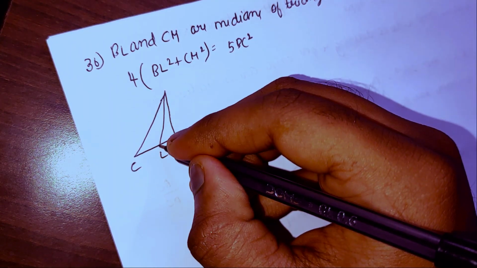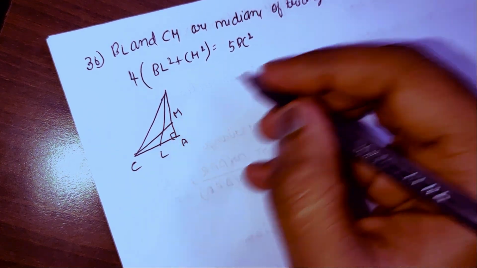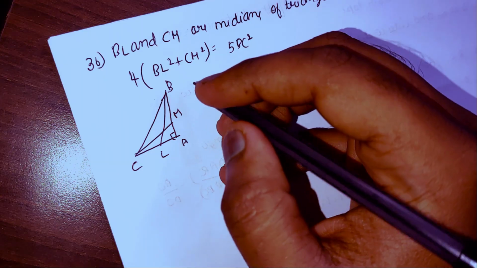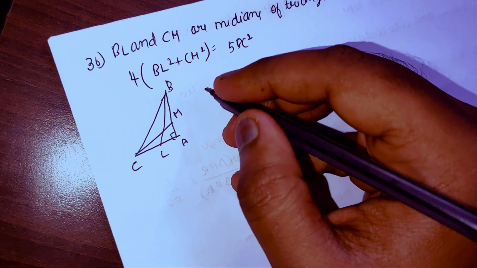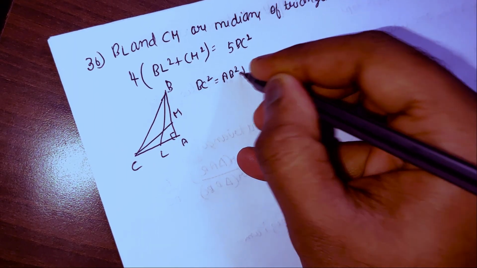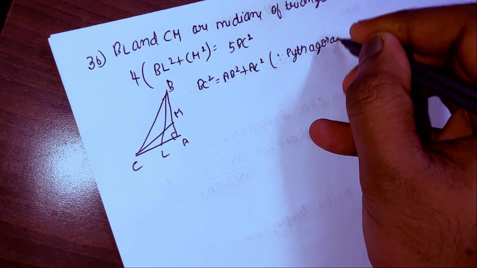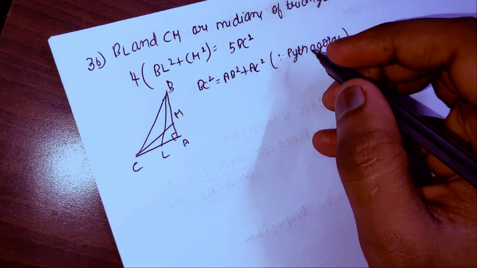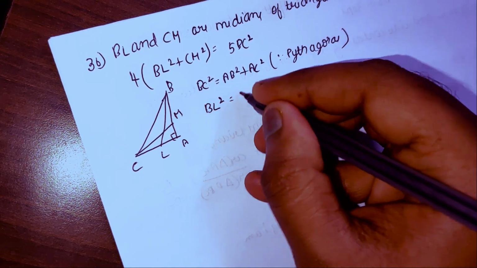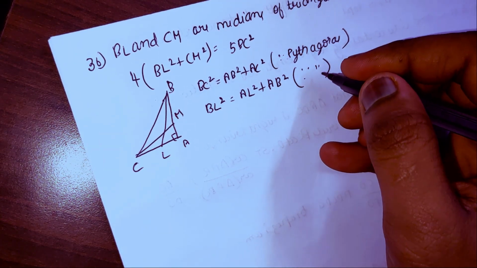C, this is L, this is M, this is A. This is given right angled at A. From triangle ABC, you can take that BC square is equal to AB square plus AC square. This is by Pythagoras theorem. In triangle ABL, you can write BL square is equal to AL square plus AB square. This is also the same by Pythagoras theorem.